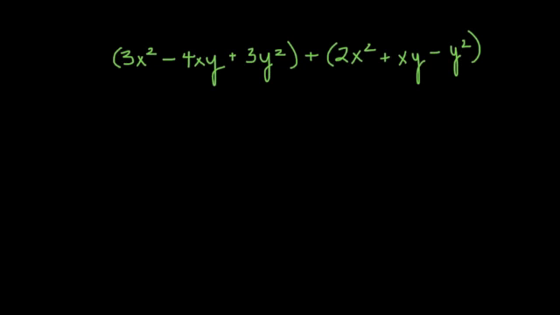All right, let's try this one where we get a little bit more complicated. Some more terms we're adding. This is a trinomial plus another trinomial. Again, that's 3 terms plus another 3 terms. And remember, we're looking for like terms only.